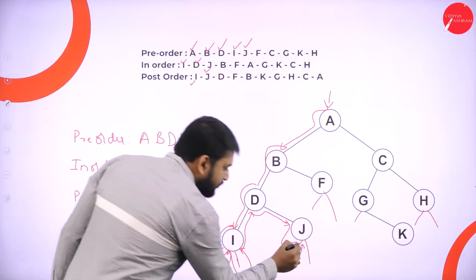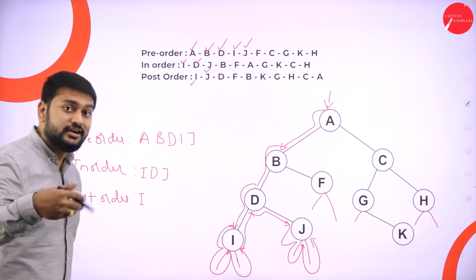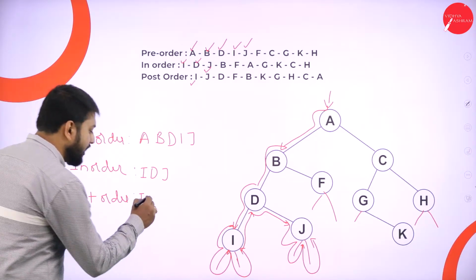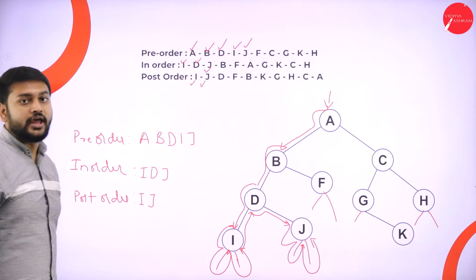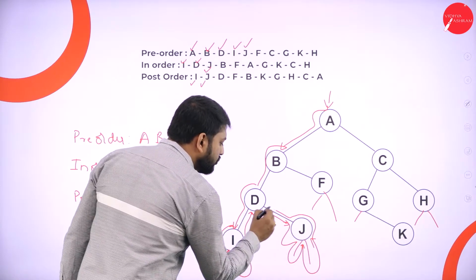After that, you will come back to J again. So this is the third time you are coming back to the J. Third time in the sense post order. So I, J. Observe I, J. That's what I have here. So fine. After that, you are coming back to the D.